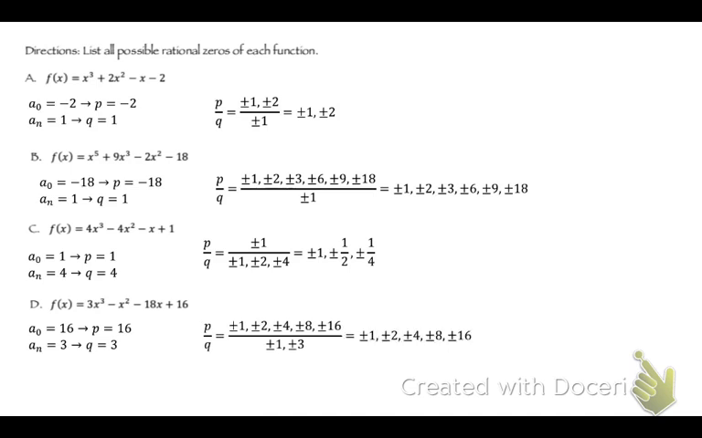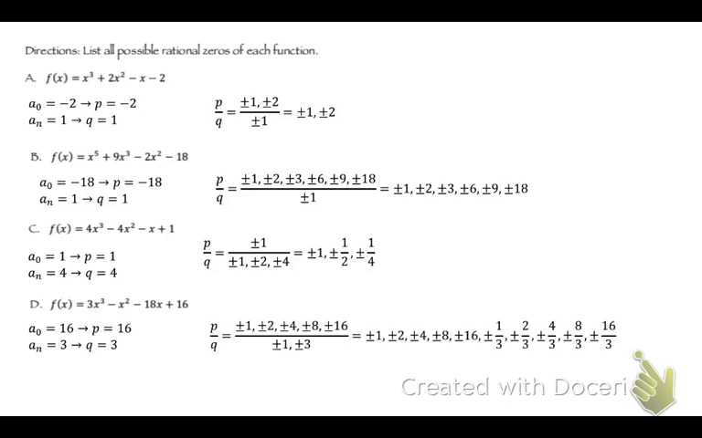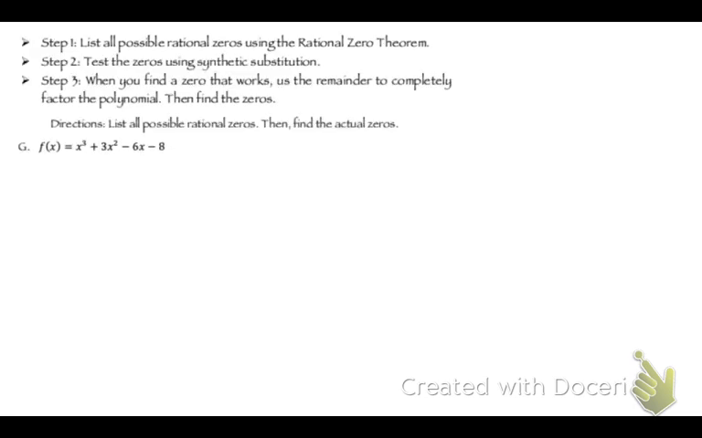So then let's first divide them all by 1, which is going to be 1, 2, 4, 8, and 16. Then we're going to divide them by 3 also. So then we also get 1/3, 2/3, 4/3, 8/3, and 16/3. And those are all of our possible rational zeros. Okay, you can do E and F.